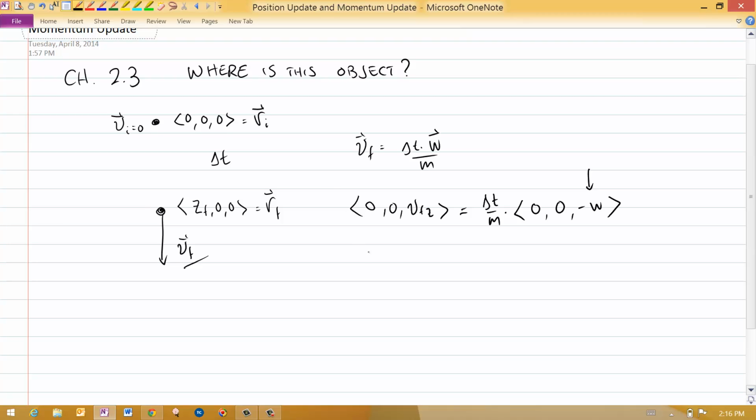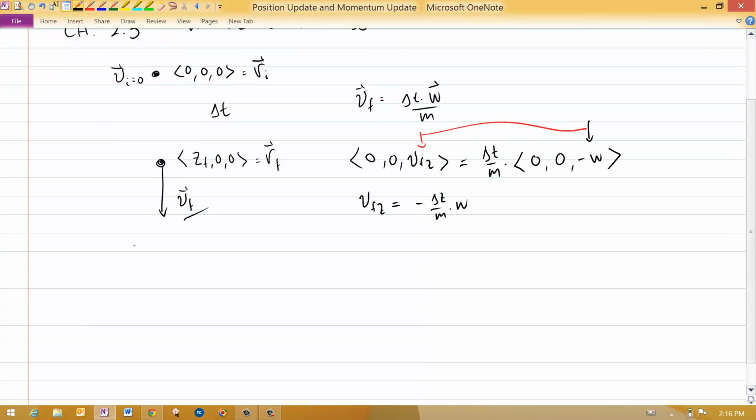So we have that the final z component of the velocity is minus delta t divided by m times the magnitude of the weight force. If two vectors are equal, their z components have to be equal. So I know what the velocity is, but I want to know where the object is now. So where is the object? How far has it fallen? What is this delta z?